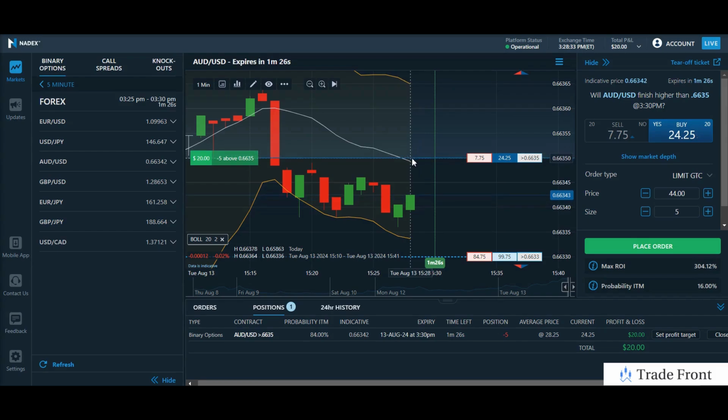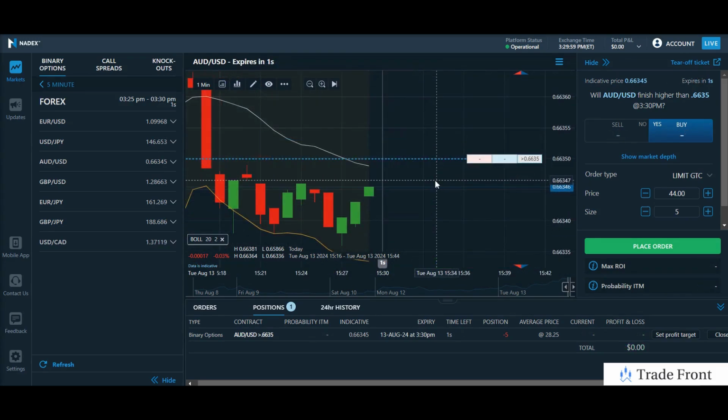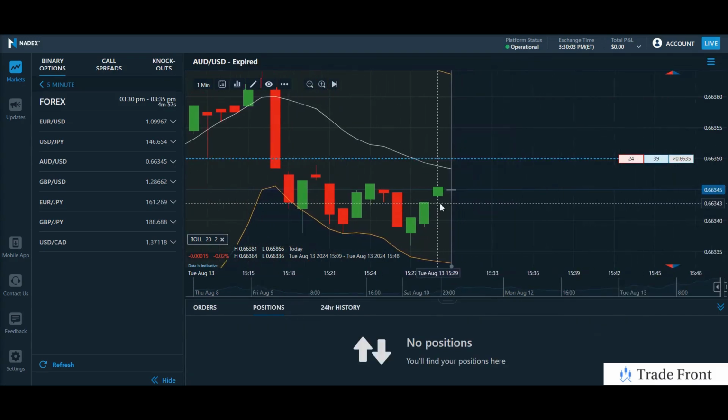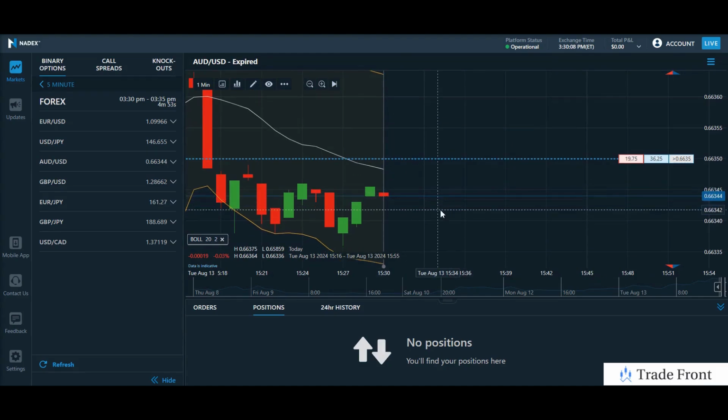So with that being said, I will go ahead and bring you guys back when we are rolling into expiration for this trade here. And there it is. Excellent. A fantastic full profit into expiration for this 5-minute binary options trade here.